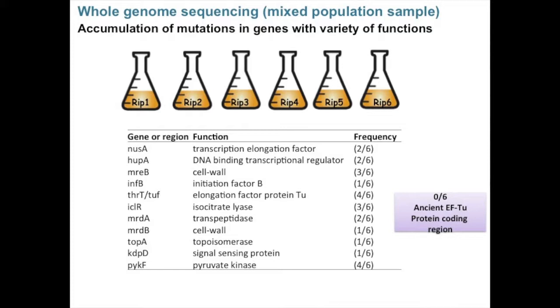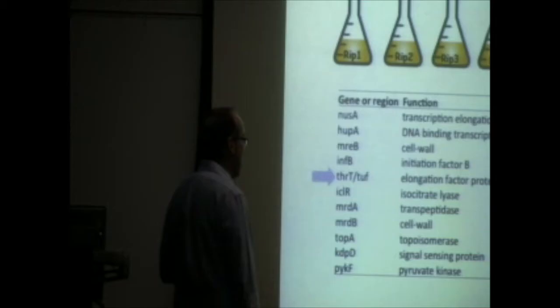Now, what is interesting, though, is in 4 of the 6 lineages, we have a mutation in the promoter region of the EFTU. Okay? Not in the coding region. So you don't have non-synonymous changes in the coding region, but you do have changes in the promoter region that's driving the expression of the ancient gene. Okay? We're using wild-type promoter, not an ancient promoter.